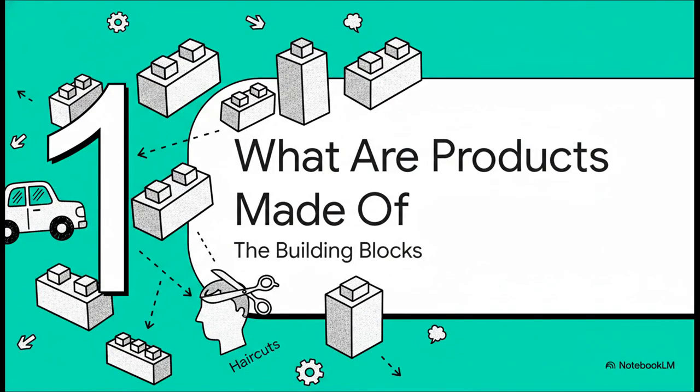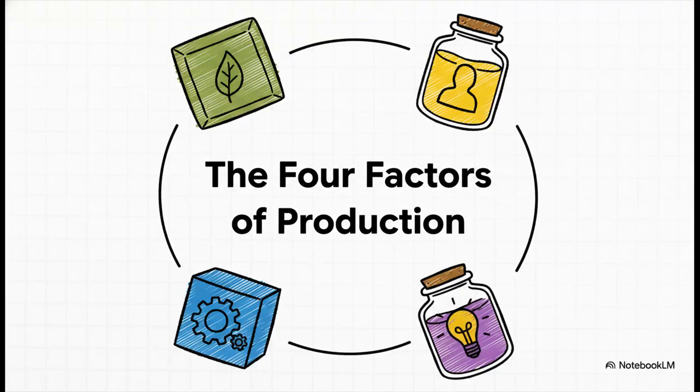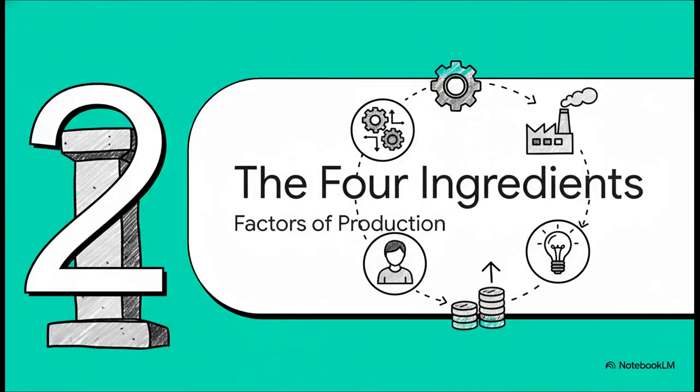So to solve our potato mystery, we've got to start at the beginning. We need to understand the basic building blocks that every single business uses to create, well, literally everything, from fancy cars to simple haircuts. And those building blocks, they have a name, the 4 factors of production. The best way to think about these is like the essential ingredients in a recipe. If you're trying to create a product or a service, you need these. Without them, nothing gets made. Simple as that. Okay, so let's get into it. What are these 4 essential ingredients?